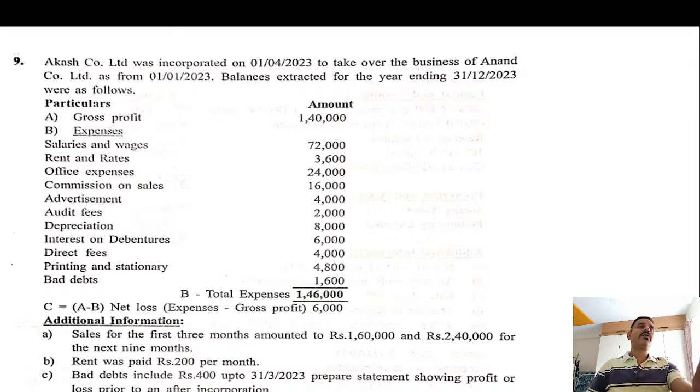Akash Company Limited was incorporated on 1/4/2023 to take over the business of Anand Company Limited as from 1/1/2023. Balances extracted for the year ending 31/12/2023 were as follows. Gross profit 1,20,000, then expenses, salaries and wages. You have to decide which expenses are distributed on the basis of time ratio, which on the basis of sales ratio, and which expenses are considered after incorporation only. You should know that while solving this type of question, otherwise it is very difficult to solve.